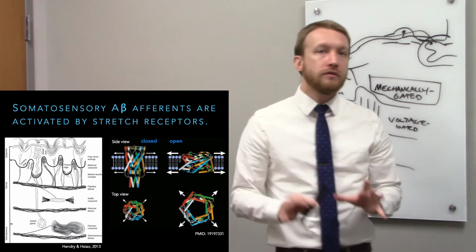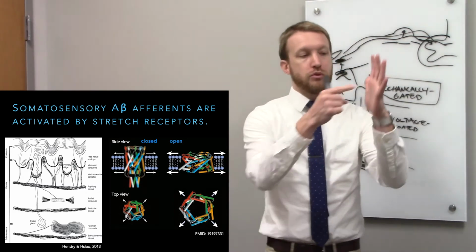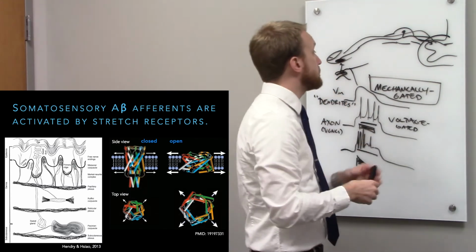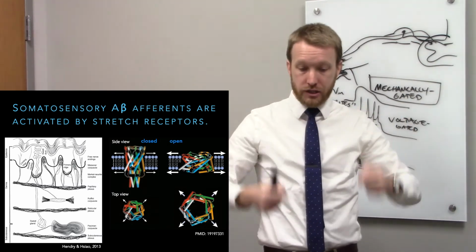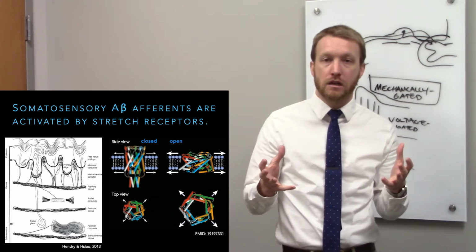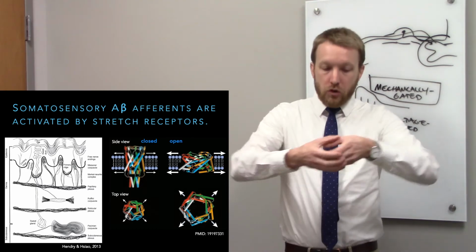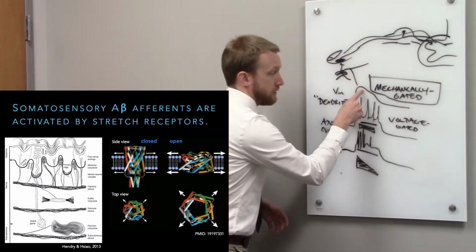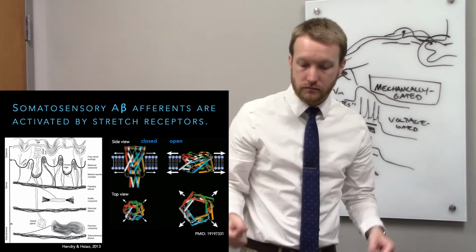Now, the way that all of these, aside from our Merkel's discs, work is with stretch receptors. When we push on the skin, we physically deform the skin. That pushes also on the axon, and it actually forces open ion channels. So when we stretch the membrane of the axon, we stretch the ion channels in it. When we stretch them open, their conductance increases, and that can allow for depolarization. That's the mechanically gating. We physically pull open ion channels.